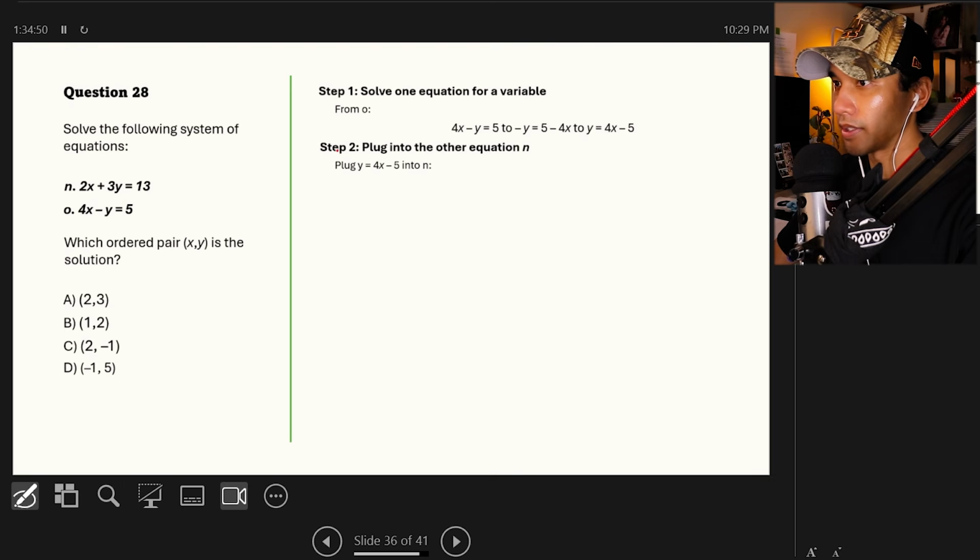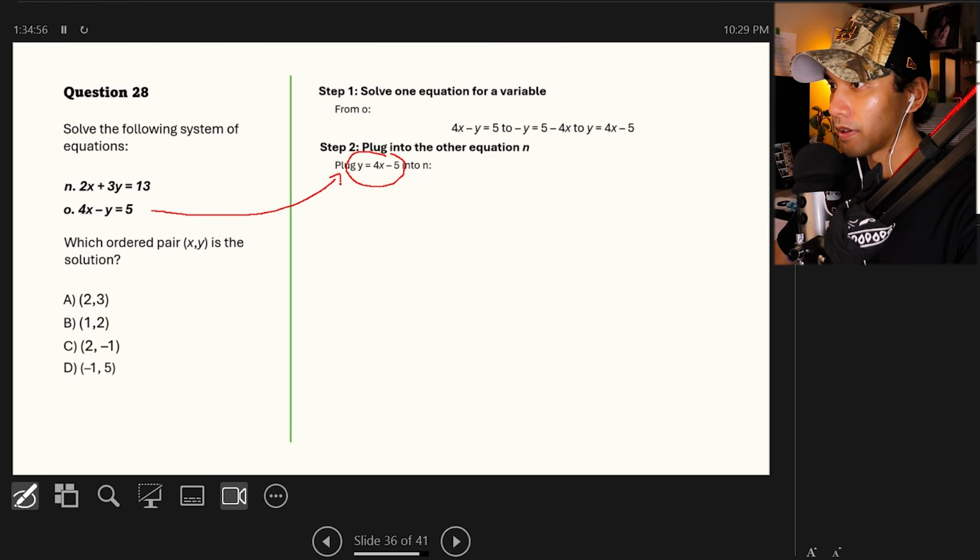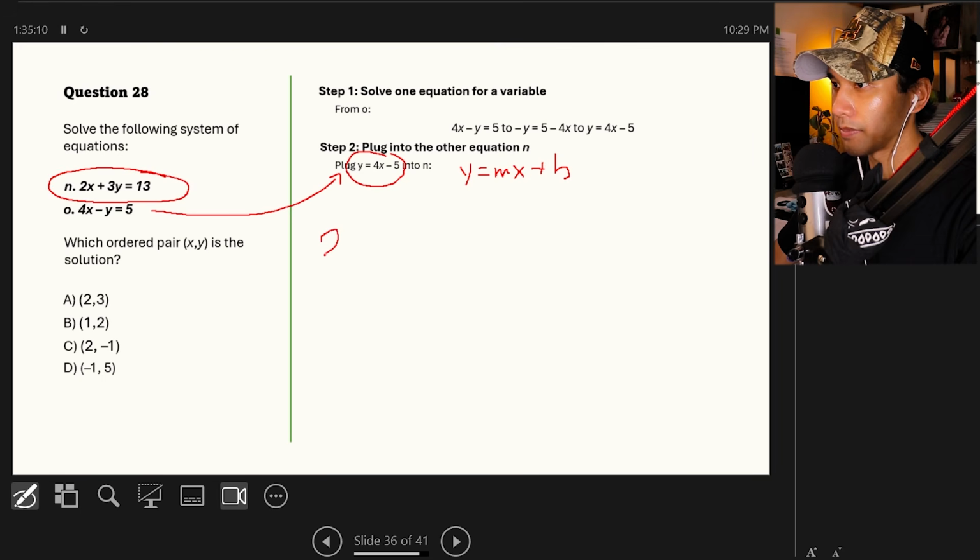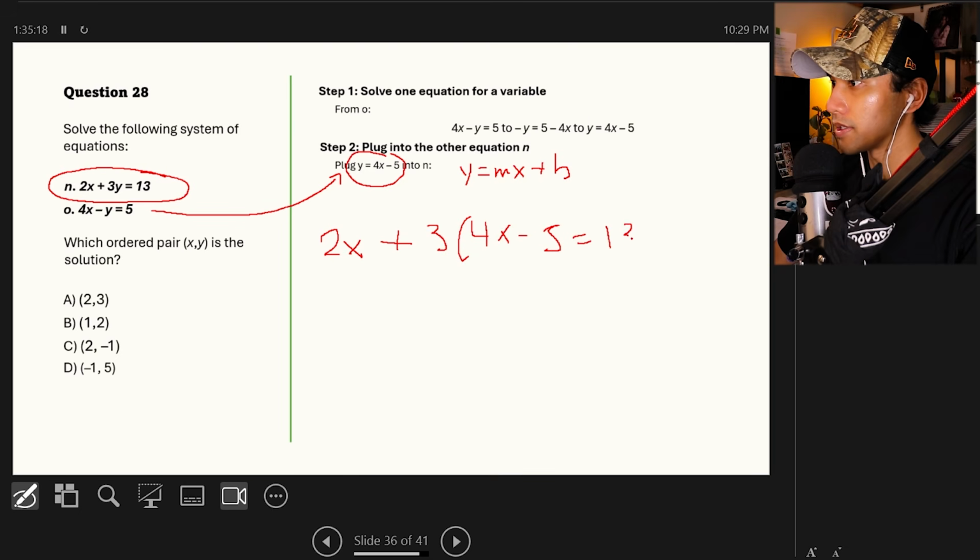So let me just write it down for you guys so you can see. So I got this by just making it into y equals mx plus b form. I just isolated the y. And now I'm putting y equals 4x minus 5 into this equation. So now it's going to be 2x plus 3 times 4x minus 5 equals 13. Put that back in parentheses. So now we have 2x plus 12x minus 15 equals 13.